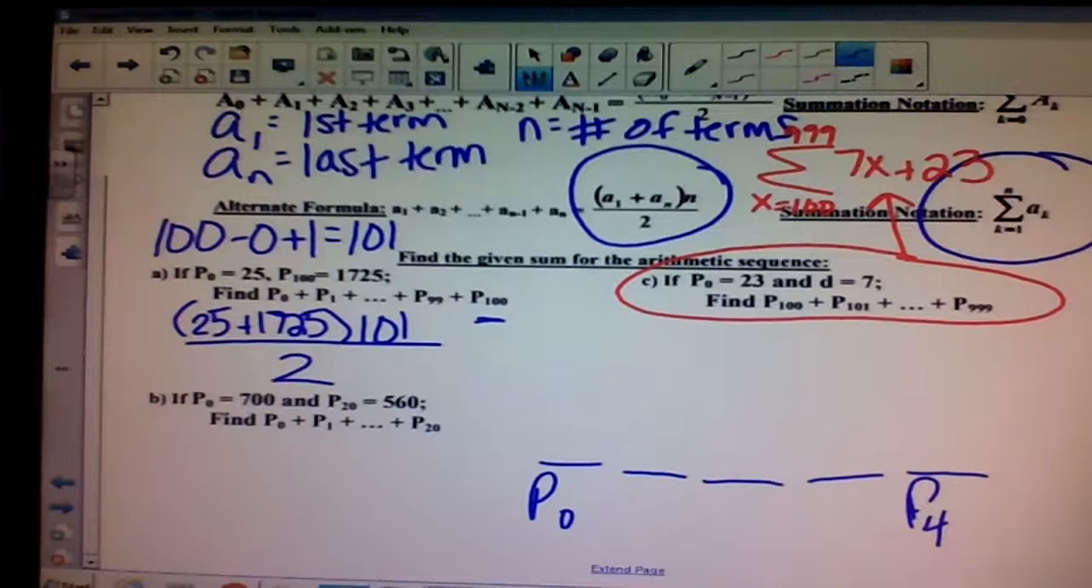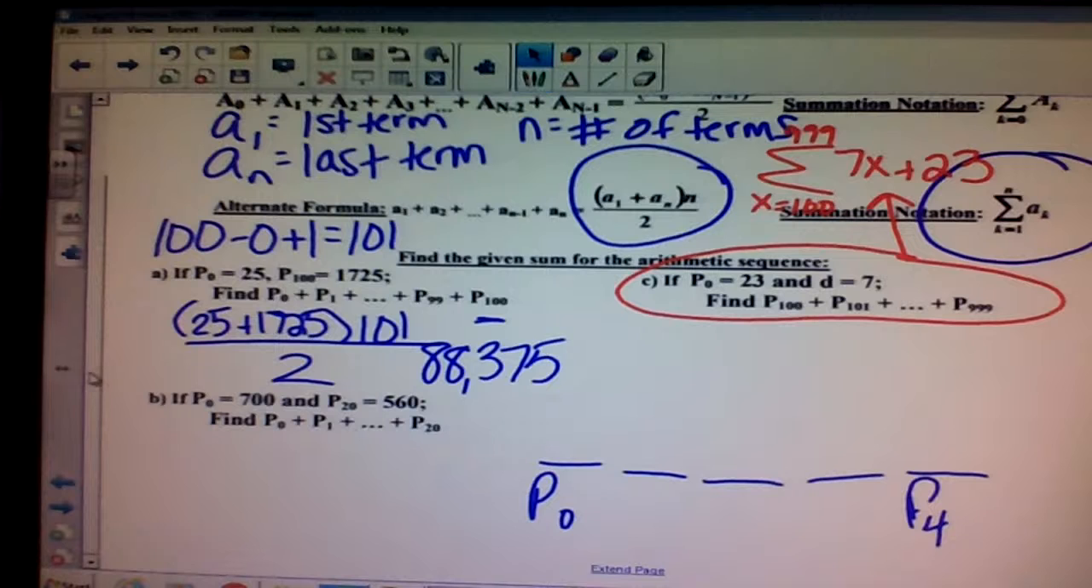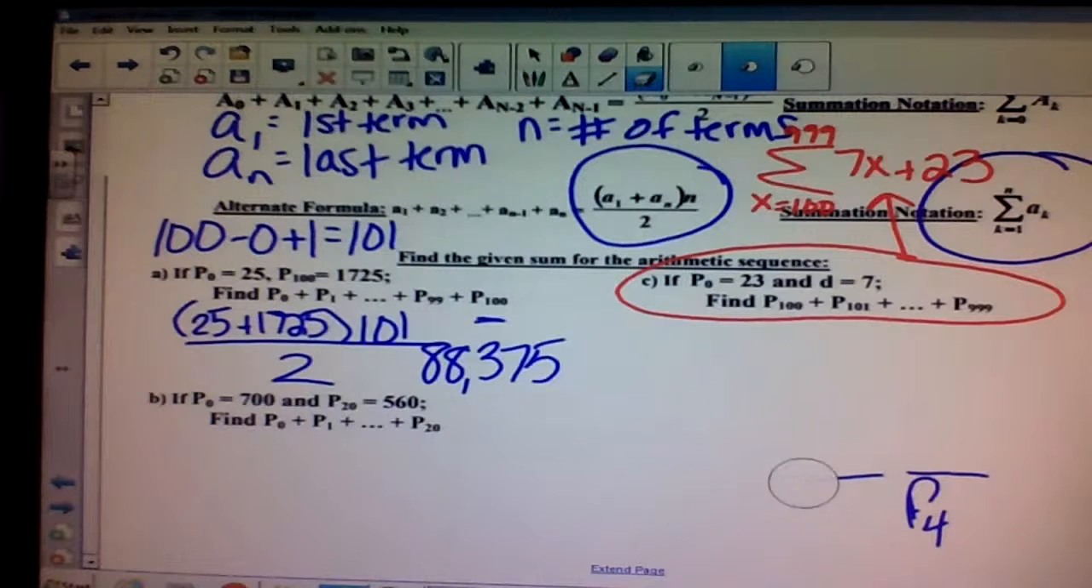So now, plug that into your calculator. Take 25 plus 1725. Put it in parentheses, or hit equals before you multiply. Multiply that by 101, and then divide that by 2. You should get 88,375. There you go.